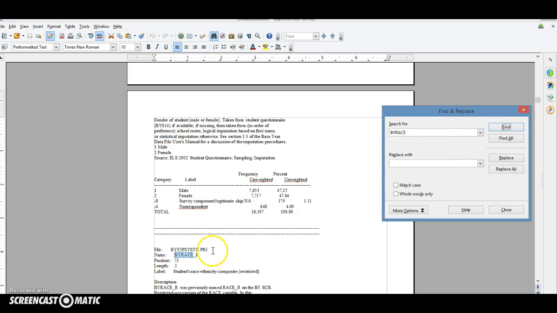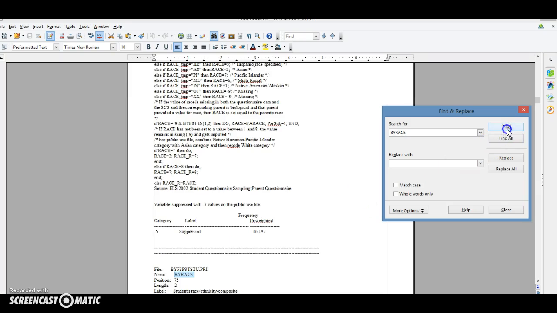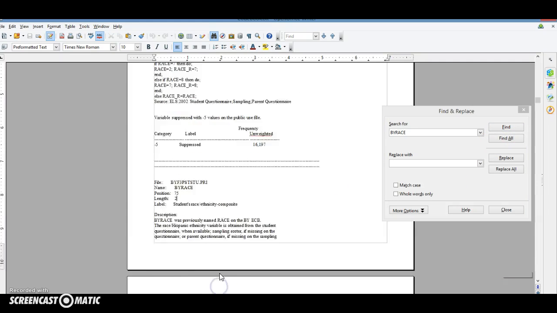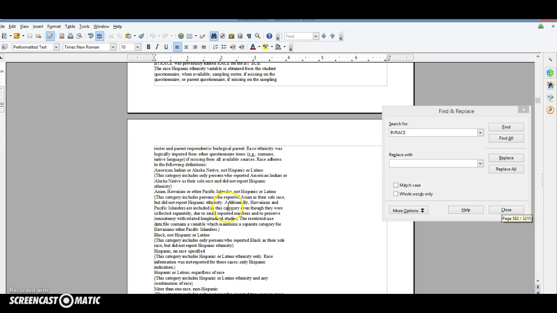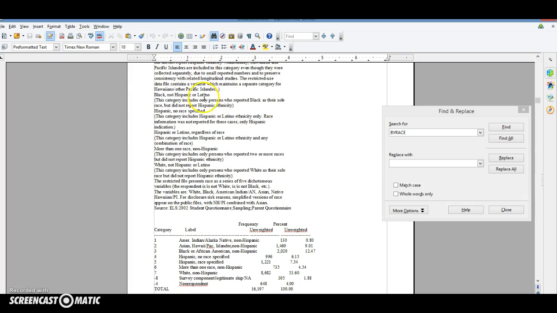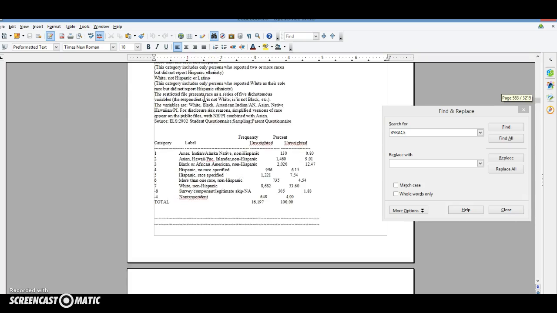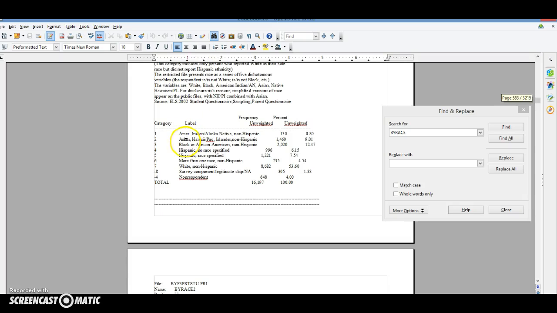Race and find. Notice this isn't quite the variable I'm looking for because it's by race R. Here's the one I'm looking for. And it gives a little information on how the race was determined, whether or not they reported two races. This one's pretty detailed. It's the opposite of the gender, which is one of the least detailed. And then it gives us the different categories of races.